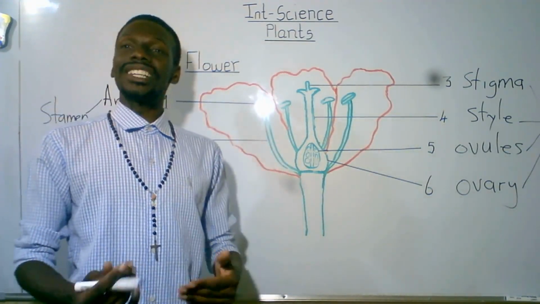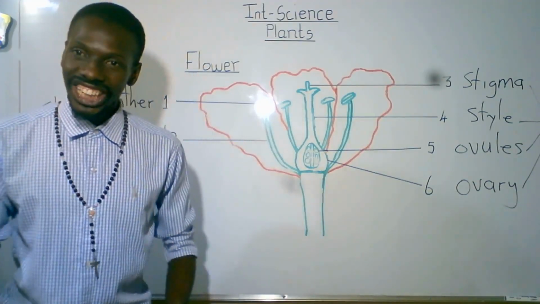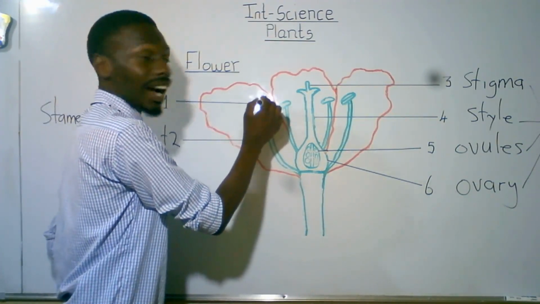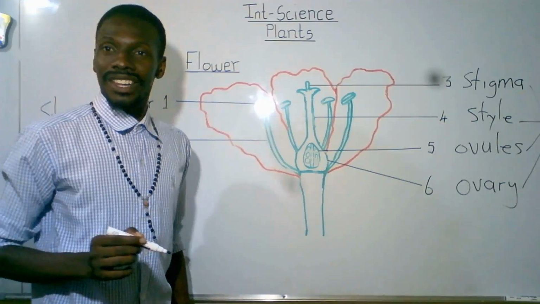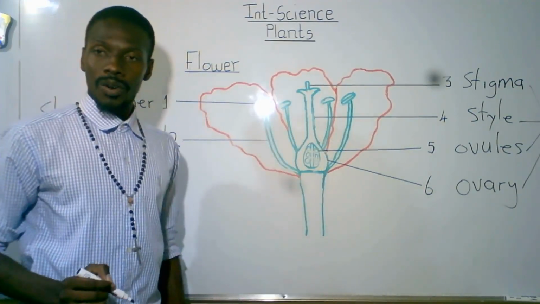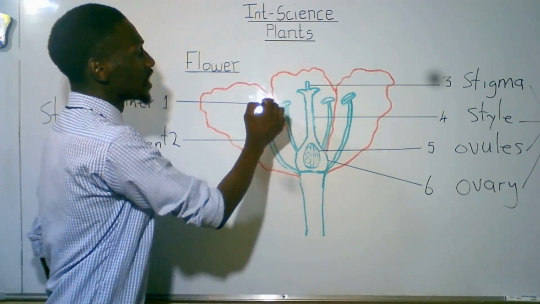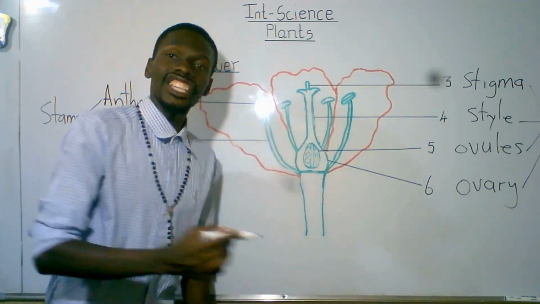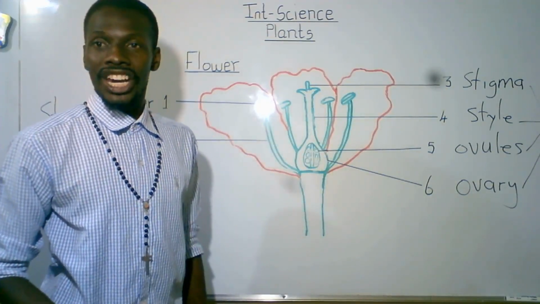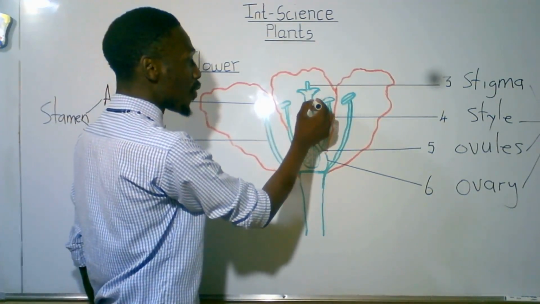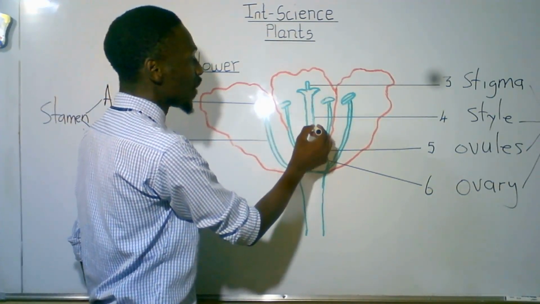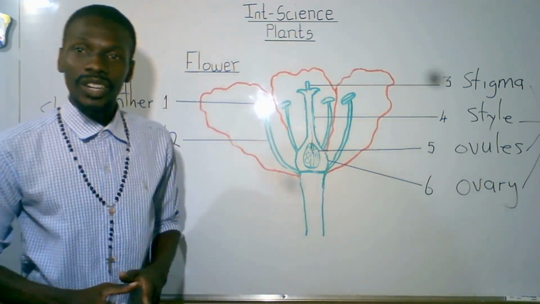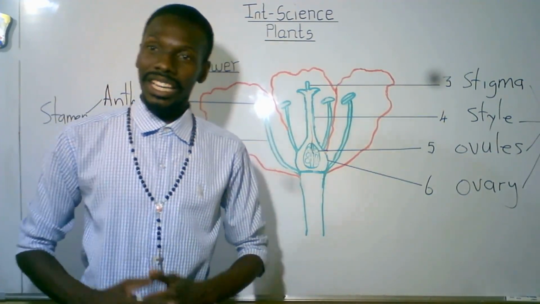If you're asked what pollination is, we say that pollination is the transfer of pollen grains from the male part, the anther, to the stigma, the female part of the flower. Then the grains move down the tube, pass through the style, and mix with the ovules. Then we say fertilization has taken place.